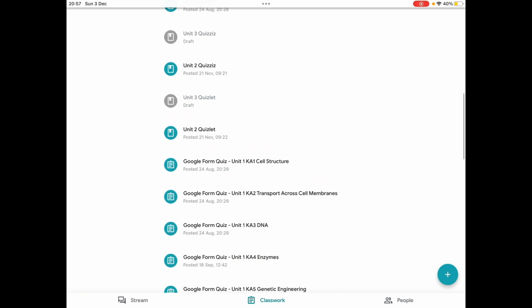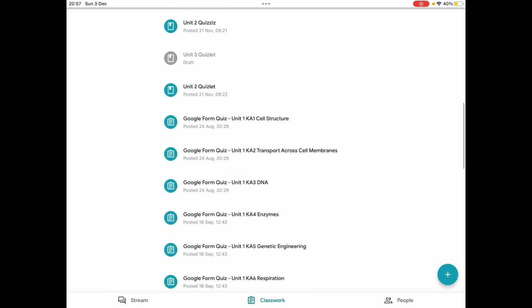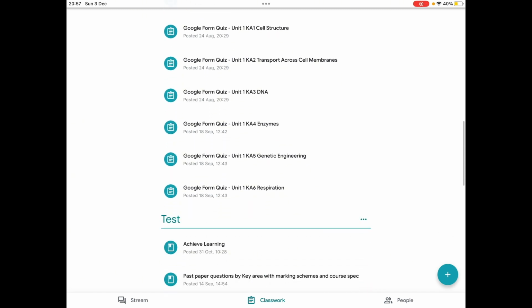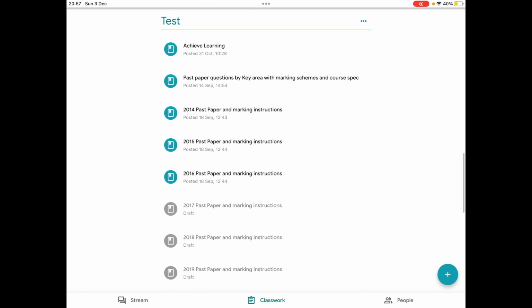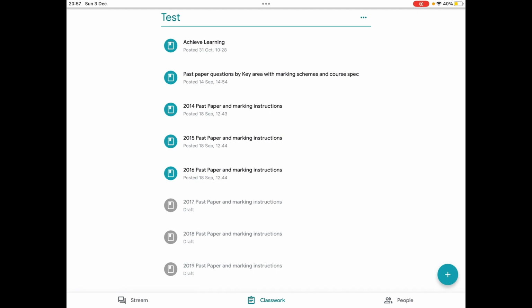Okay, Quizlet's excellent for definitions, and the Google Form quizzes are great as well because they mark themselves and you can use that to feed back. Going on finally to the tests section for knowledge, there's a really good site called Achieve Learning, and you can get the login details for that from your teacher.